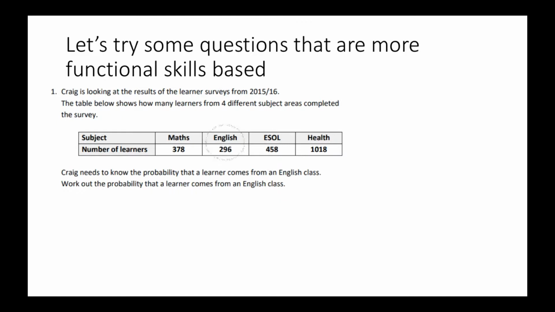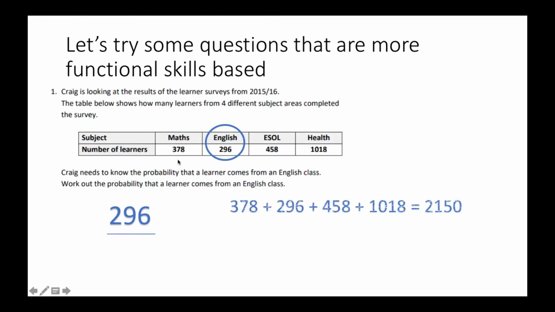Well, here is our English class. The number of students from English is 296. Now, when we're writing probability, we need to have whatever they're asking of us as a fraction of the total amount. So that means we need to add up all the numbers. So it's 296 as a fraction over, and then I need to add up these. So I'm going to add all of these together. That gives us 2,150. So that's what goes on the bottom.